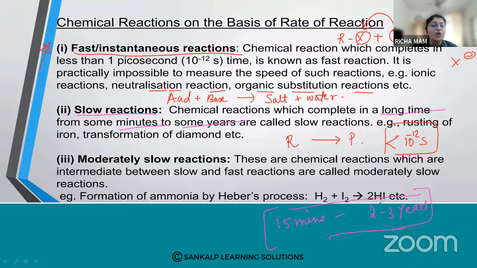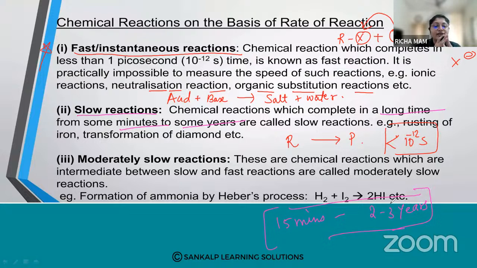Suppose rusting of iron is an example of a slow reaction. Rusting of iron does not take place within a second or a minute; it requires a very long time. Slowly the iron gets corroded when it comes in contact with moisture or air. So slow reactions take a very long time to complete. The example is rusting of iron.